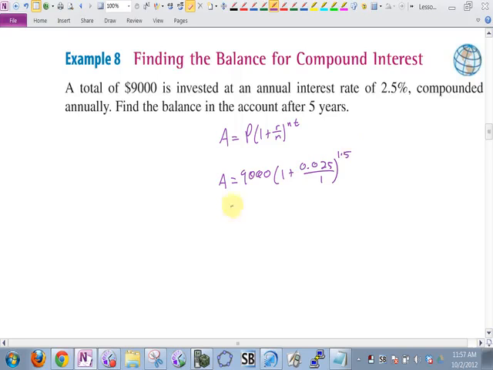Did you guys type away in the calculator? What'd you get? Should we round down like the banks or round up? Yeah, I don't care.